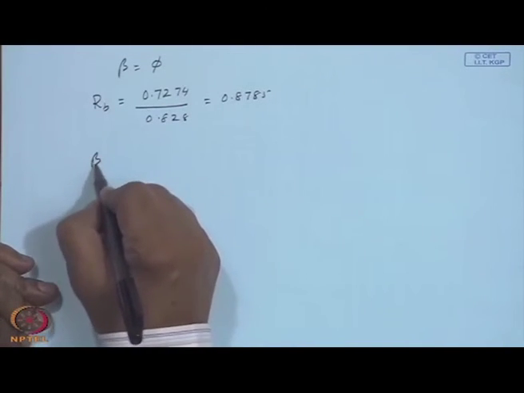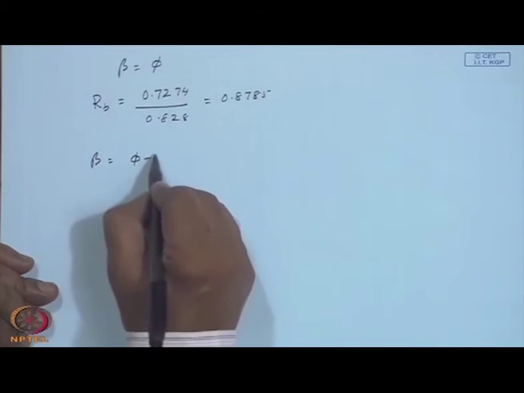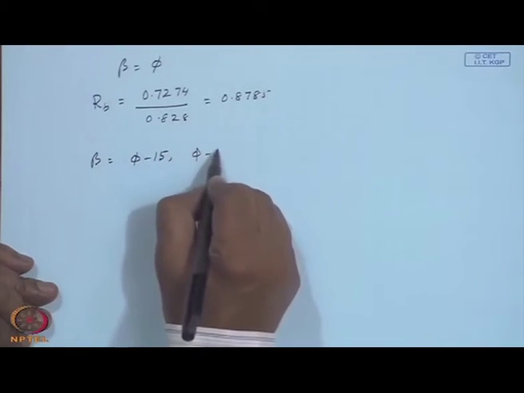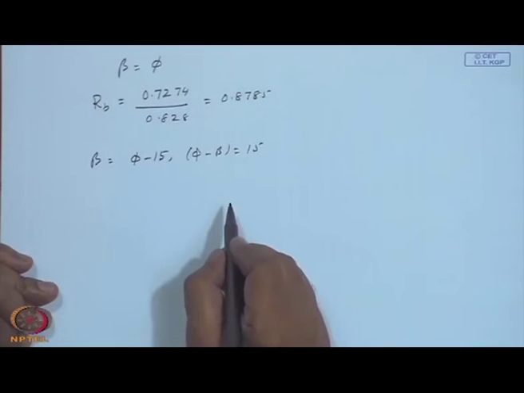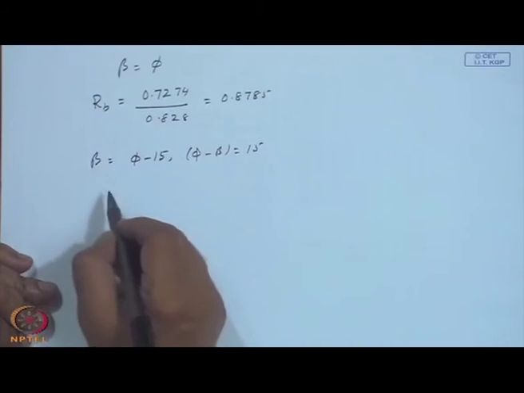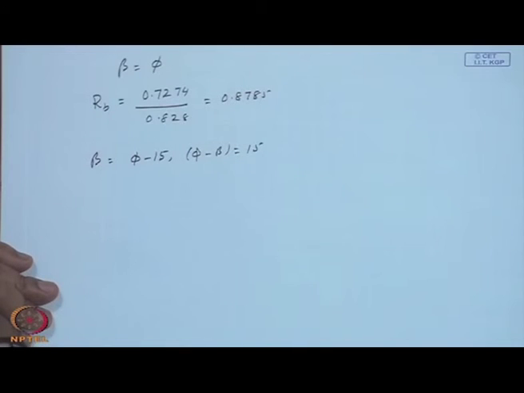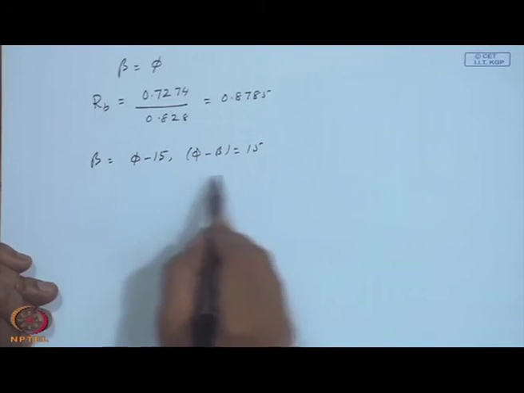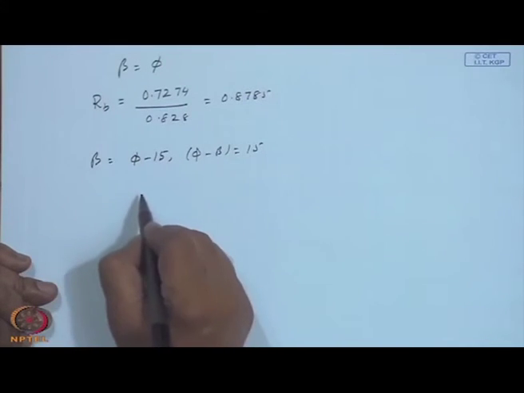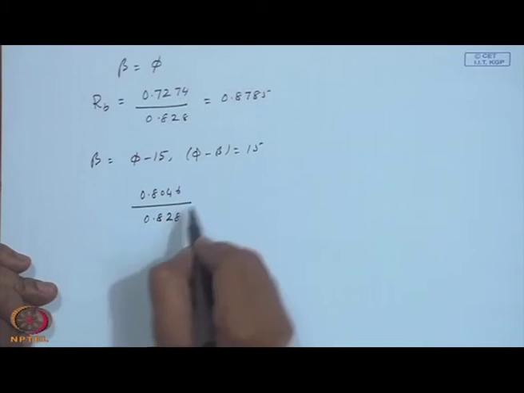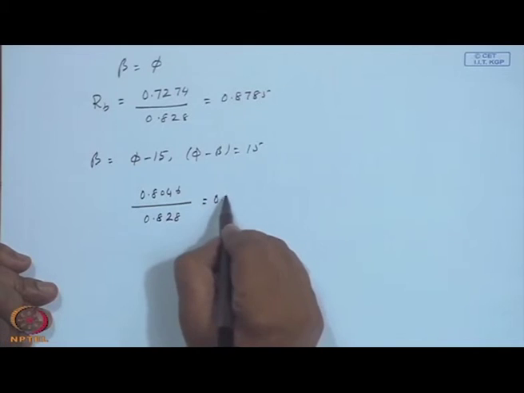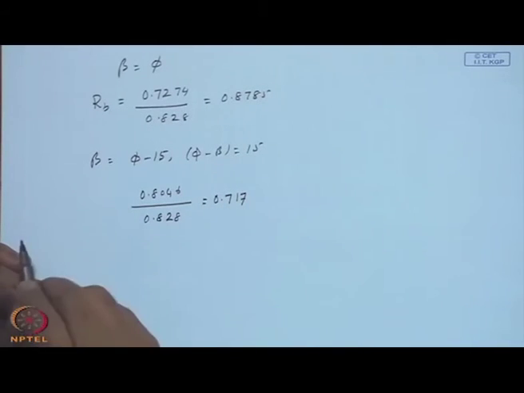And the last is beta is phi minus 15 or phi minus beta equal to 15, and you have got a delta positive, right, which we have done for June 23rd. So, for this condition, you will have 0.8046 by 0.828 equal to 0.9717. Okay.